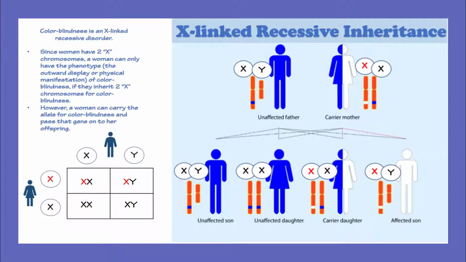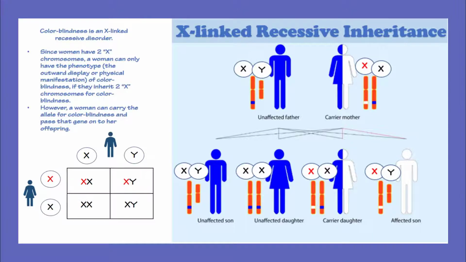Since women have two X chromosomes, a woman can only have the phenotype, or the outward display or physical manifestation, of color blindness if she inherits two X chromosomes for color blindness. However, a woman can carry the allele for color blindness and pass that gene on to her offspring. So let's see what happens in this situation.